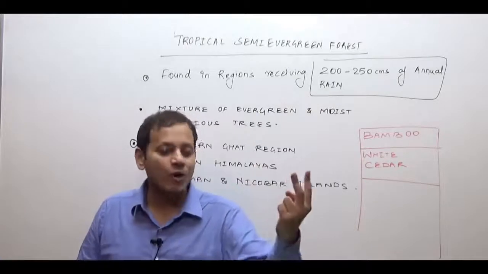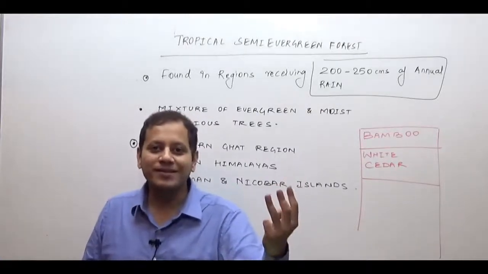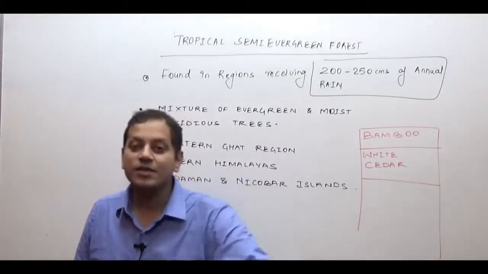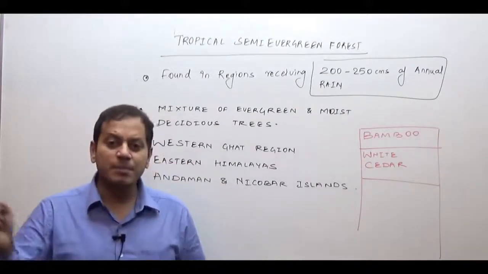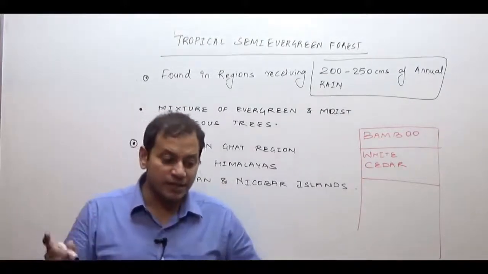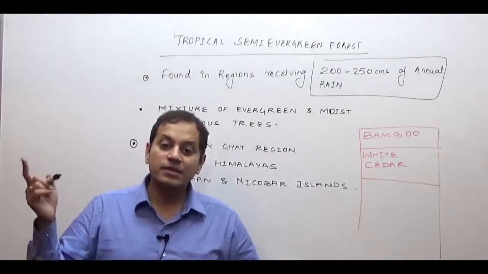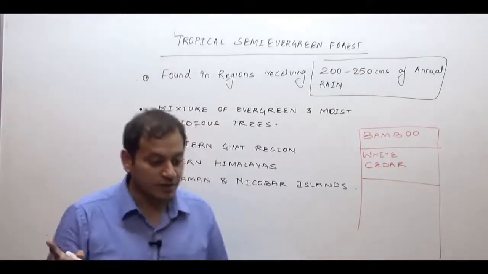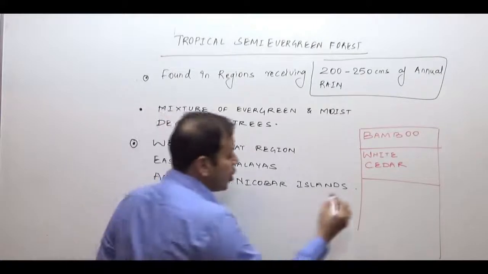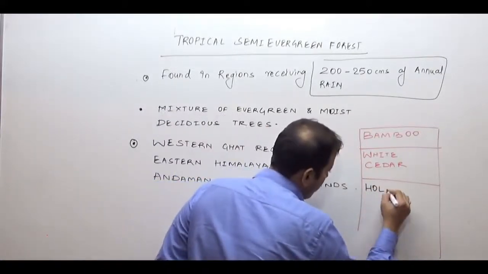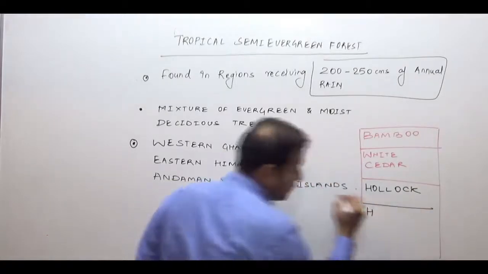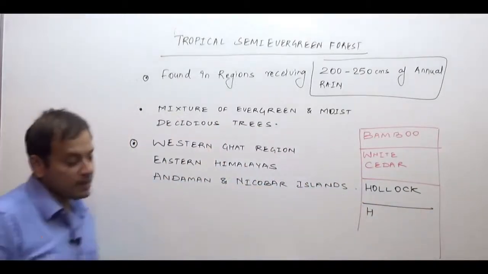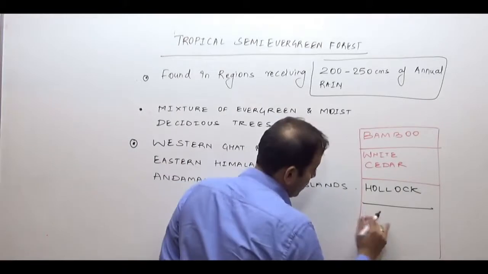Rosewood, mahogany, ebony, then evergreen forest. Ebony, mahogany, all these end with Y. Remember, evergreen forest. White cedar is the semi-evergreen forest region. And the others are Hollock and Kail. Hollock and Kail.